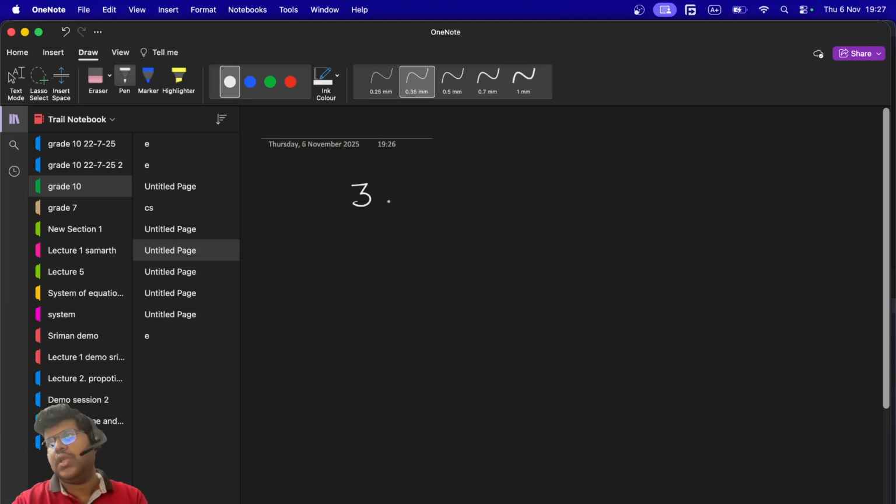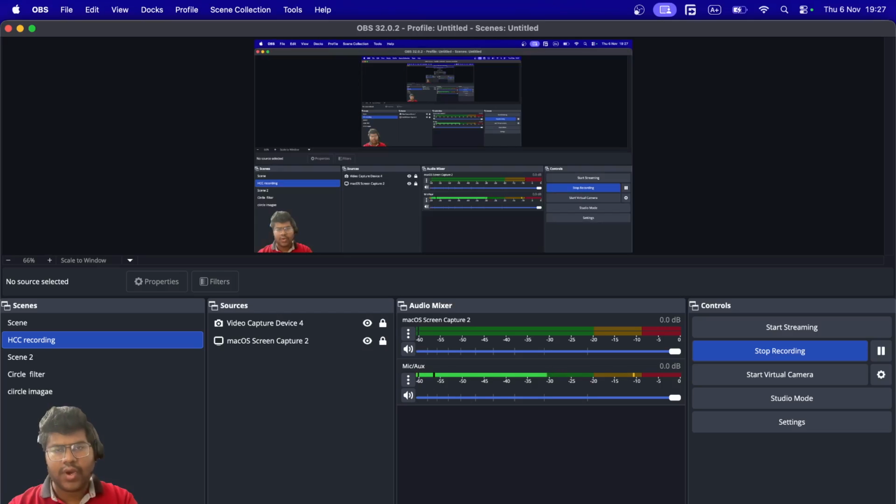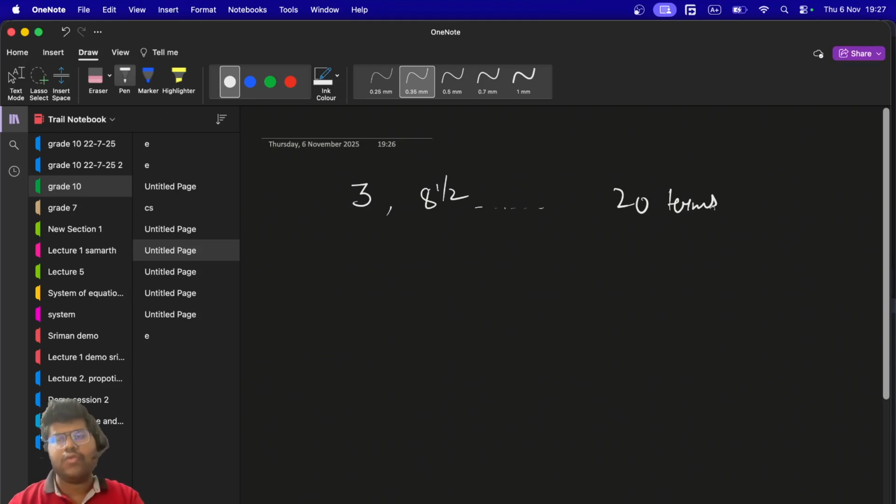Compute 3, 8.5, and so on up to 20 terms. Right? Okay. So 8.5 up to 20 would be how much? So we have to calculate the sum of the following sequence, right?